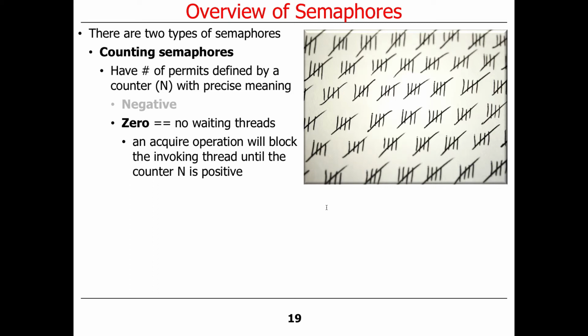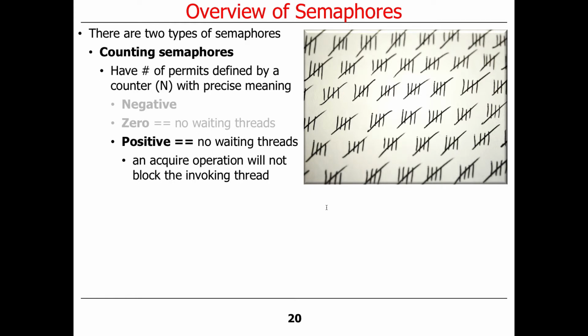0 means there are no waiting threads. So if anybody comes along and tries to get the resource, they're going to block until the count becomes positive, no longer 0. And then the final state that's important here is positive, which means that there are no waiting threads. The count's whatever the count is. And if someone comes along and tries to get 1 permit, then the acquire operation will not block the thread that's trying to get the semaphore.